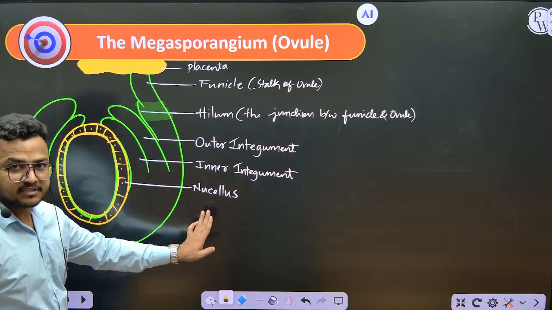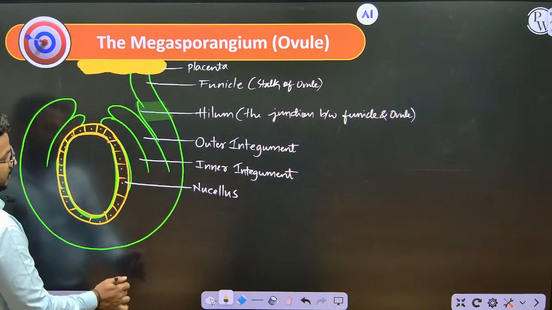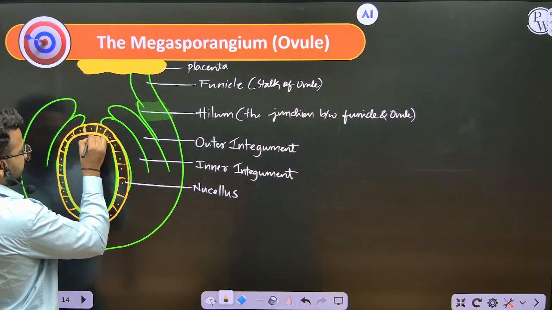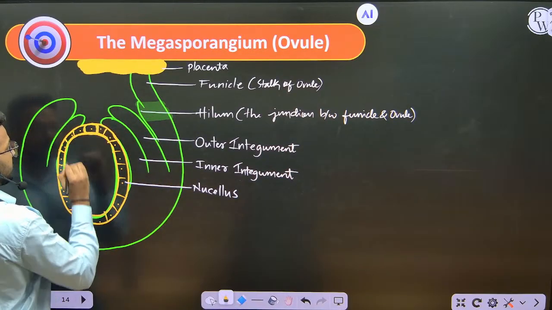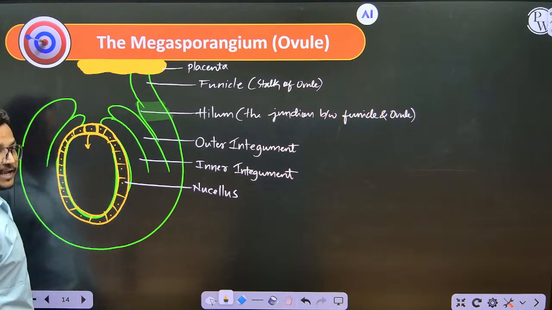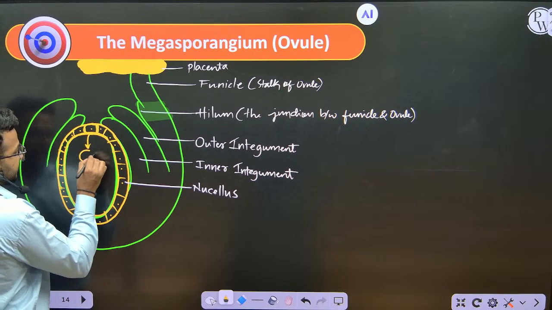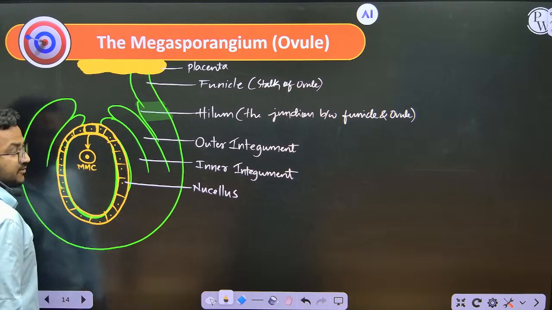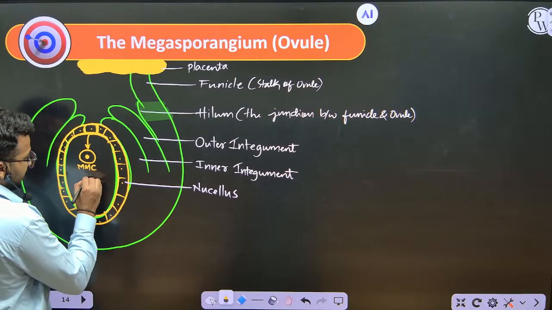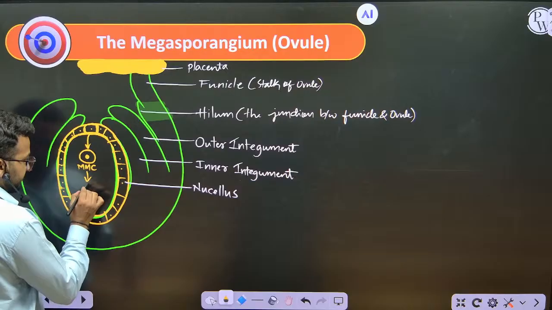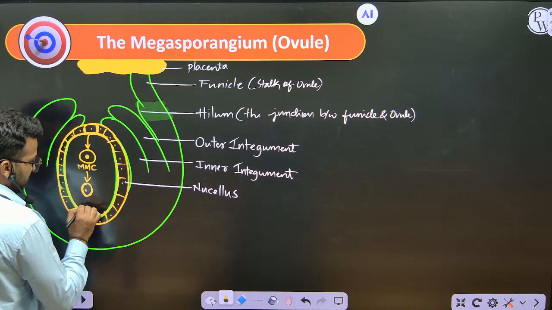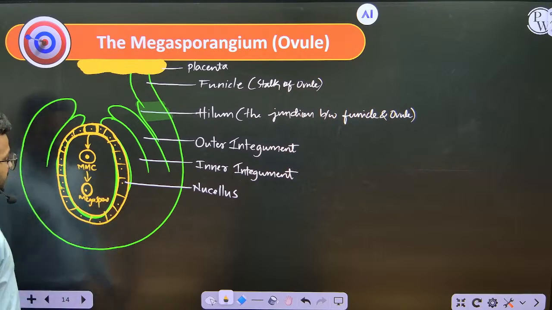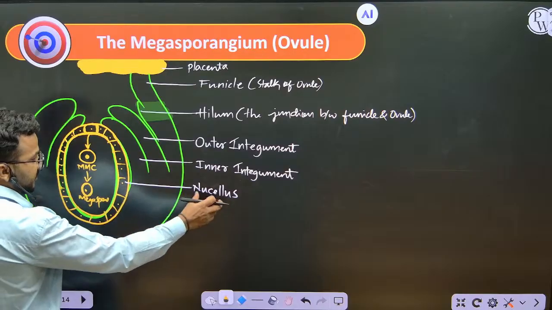So it is the nucellus tissue or the nucellus layer. One of the nucellus cells, let's consider this one, will take initiative and act as the megaspore mother cell. Then the megaspore mother cell undergoes meiotic division to form megaspores. From the megaspore, the embryo sac is formed. This is done with the help of the nucellus cells there.